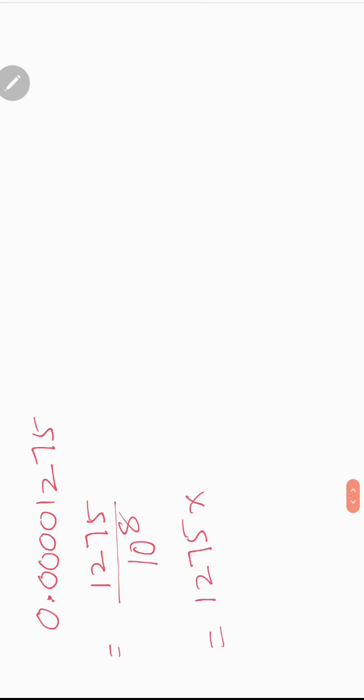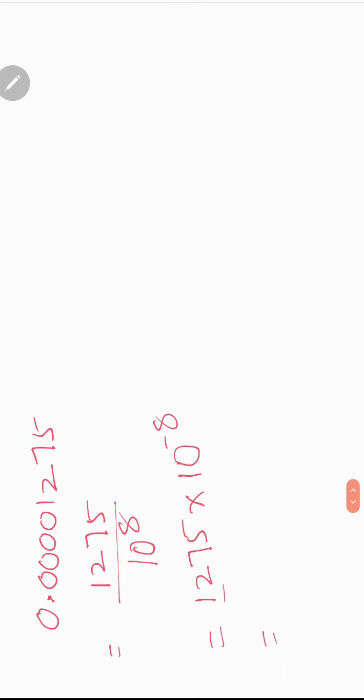0.0001275. One more decimal number. This is a separate one. Again, you see, first what I said, converting into a fraction. So 1275 divided by, after the point, how many digits are there? Total 8 digits are there. So 10 to the power of 8. That is equal to 1275 into 10 to the power of minus 8.